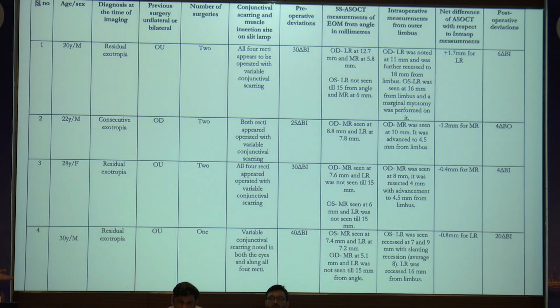Yes, probably the muscle is here. You may not be able to say resection 6 mm has been done or 5 mm has been done, but you can say probably it is a resected muscle, so don't operate on that. You are not going to get anything by operating in that eye.